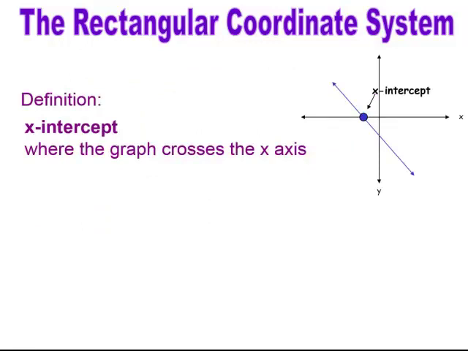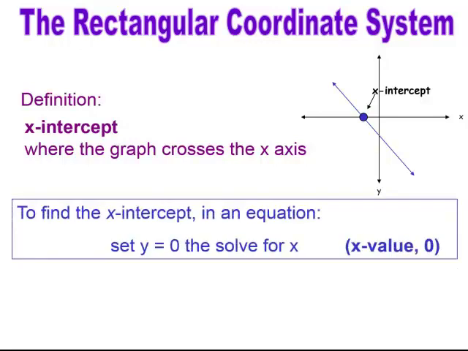Now some definitions. The x-intercept is where the graph crosses the x-axis. What I need you to understand about the x-axis is that for any ordered pair that has a point on the x-axis, all the y values on the x-axis would equal 0. So to find the x-intercept in an equation, you'll set y equal to 0 and then solve for x. So your ordered pair would have an x value because it's on the x-axis, and our y value will be 0.